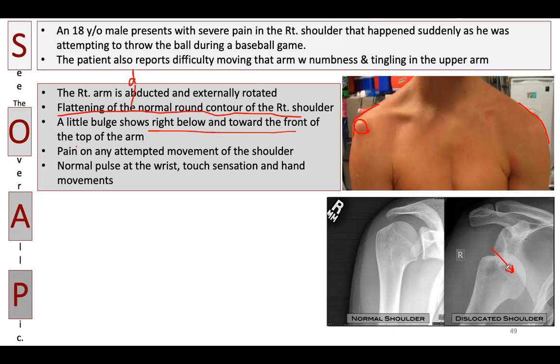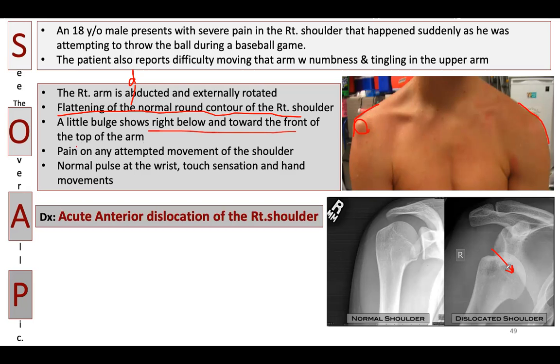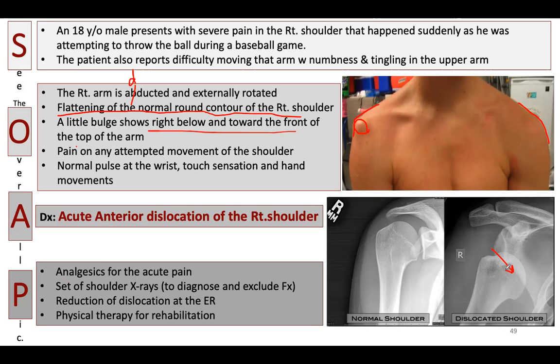And there is pain on any attempted movement of the shoulder. This is acute anterior dislocation of the right shoulder. It needs to be reduced at the ER. Reduction of this dislocation in the ER. Some patients with habitual shoulder dislocation, they can reduce it themselves. And they don't need to go to the ER.